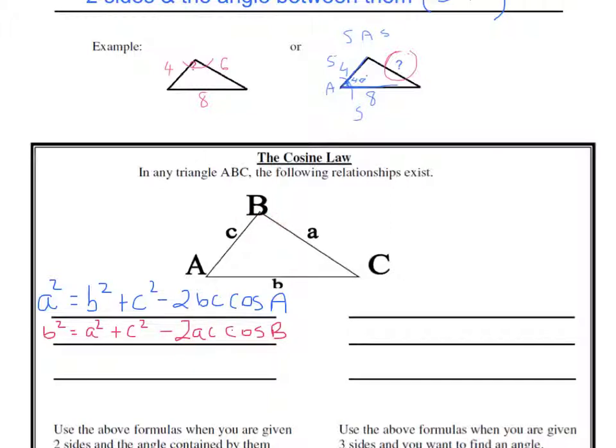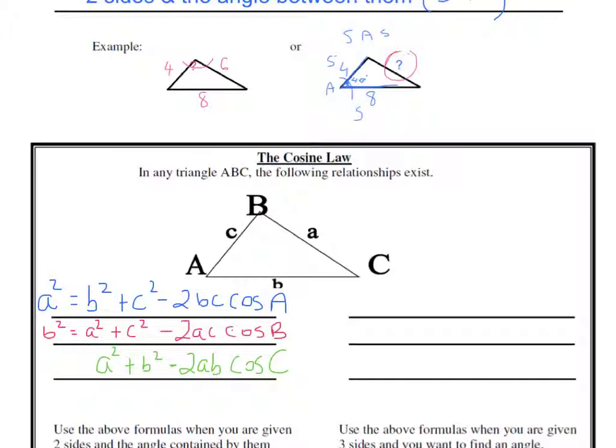And lastly, if we were looking for side C, given that we had angle C and sides A and B, then the formula would look like this. Very similar to these other formulas, starting off with the side that we don't know. So it would be C squared equals A squared plus B squared minus 2AB cos of angle C. So that's if you have two sides and an angle and you're trying to find an unknown side.